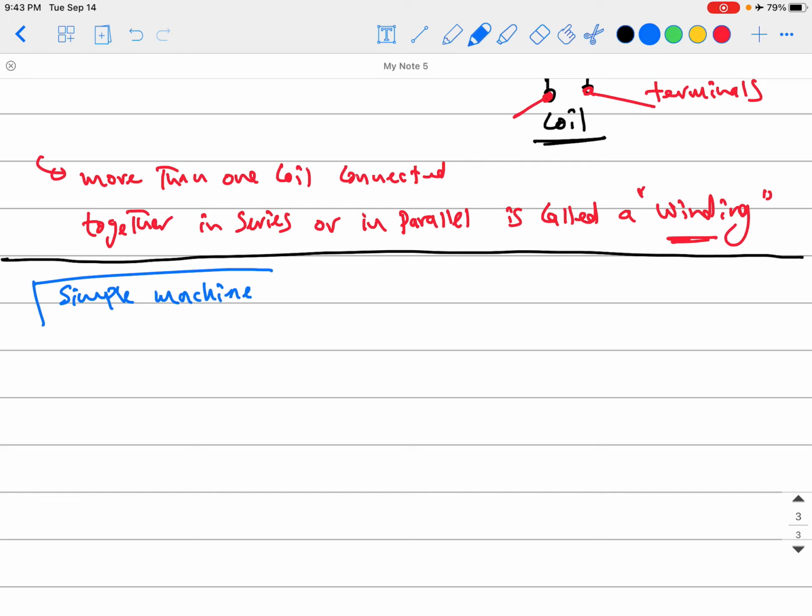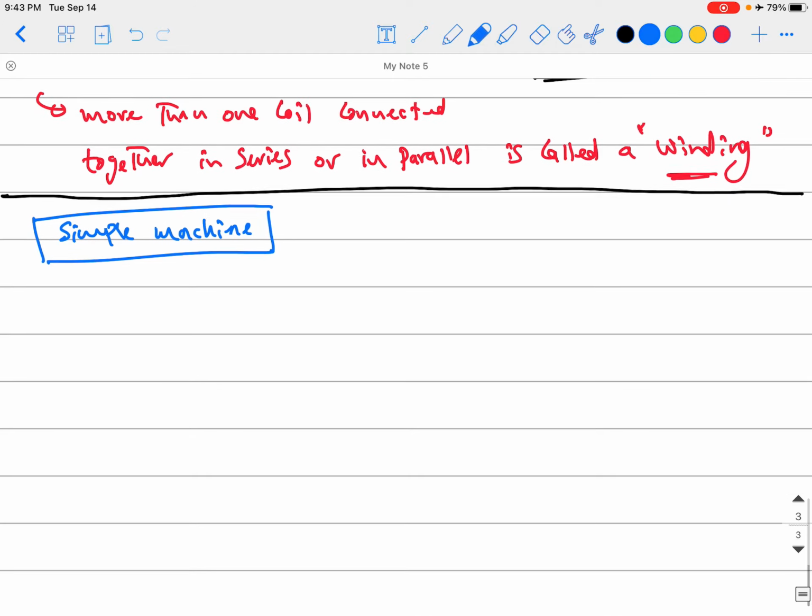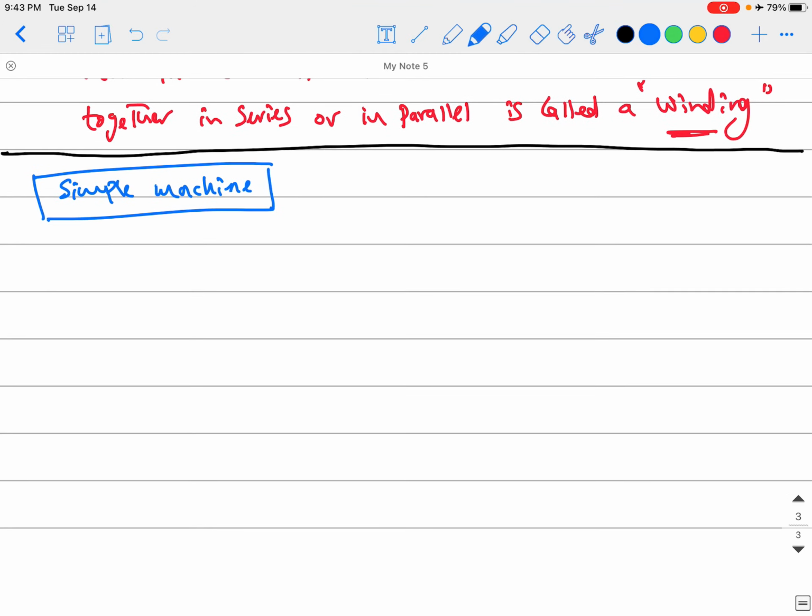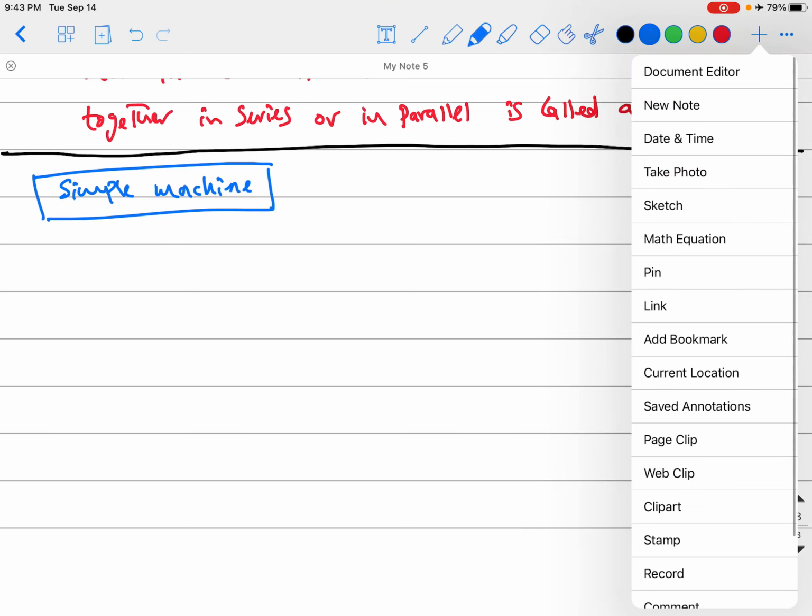So let's build a very small, simple machine and see how machines actually work, and what the basic construction of this kind of machine is. So let me grab a photo here.